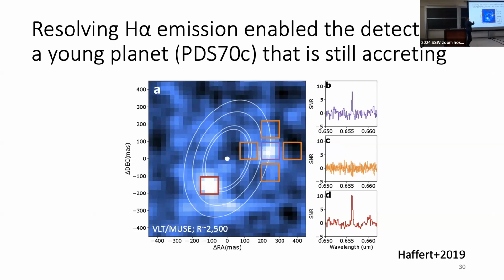Funnily enough, this is not using the cross-correlation function that I was talking about earlier, but just the fact that you have a high enough spectral resolution to resolve the H alpha emission line in the visible. That means you can detect planets that are still accreting. When you have accretion, you get H alpha emission. And that's how Sebastian detected PDS 70, which is a really cool system because those planets are literally still forming, still accreting material.